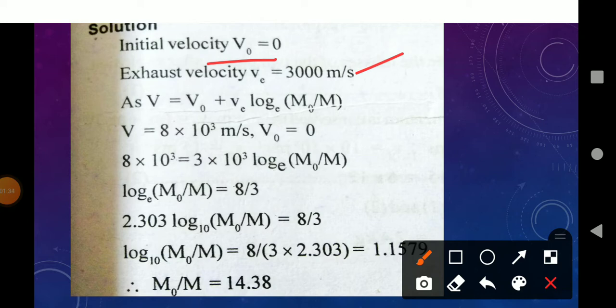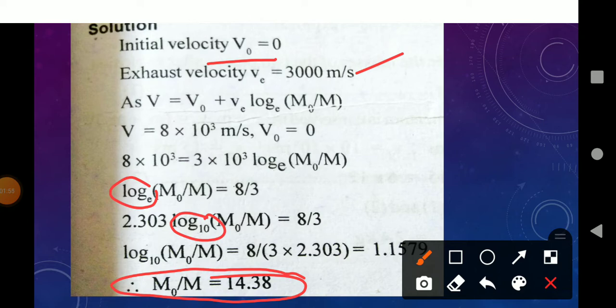By substituting, we convert this log e to log 10, that is we multiply by 2.303. We all know that 2.303 into log 10 of M0 by M. From this calculation, I'm not doing it here, we get the answer 14.38 as the right answer.